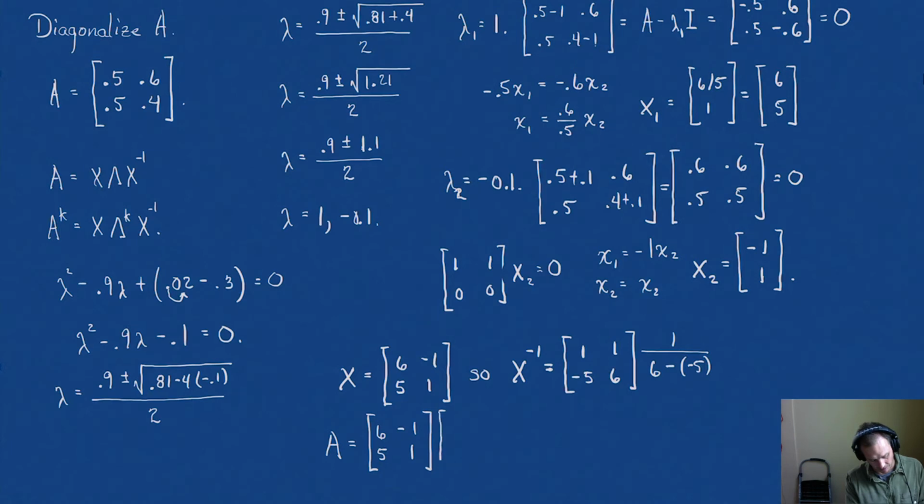When you write the matrix lambda, the order in which you write the eigenvalues has to match the order of the eigenvectors. So the eigenvector 6, 5 had an eigenvalue of 1, so 1 goes in that first spot. The eigenvector minus 1, 1 came from the eigenvalue of negative 0.1, times X inverse. This is 1, minus 5, 1, 6 times 1 over 11.